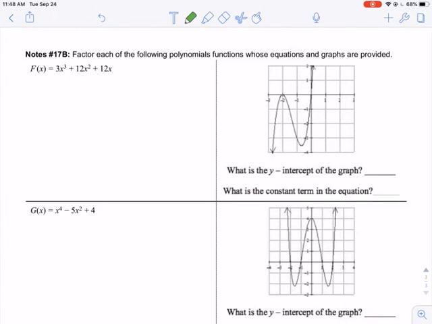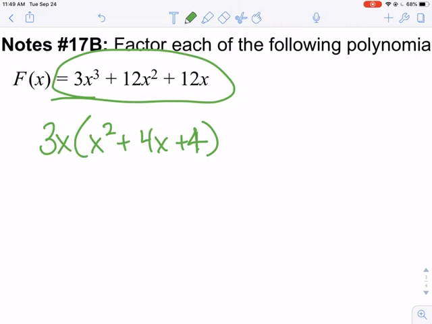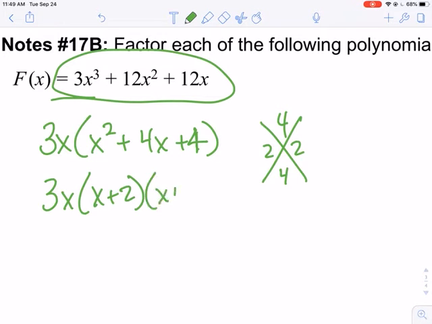So note 7b, you're going to factor each of the polynomial functions whose equations and graphs are provided. So we're going to factor this to start. First, I'm going to look for my GCF. GCF is 3x, which leaves x squared plus 4x plus 4. I see that this section in here is a trinomial, so I'm going to use the x factor, 4 and 4, 2 and 2. So this would be 3x, x plus 2, and x plus 2. So that is fully factored.